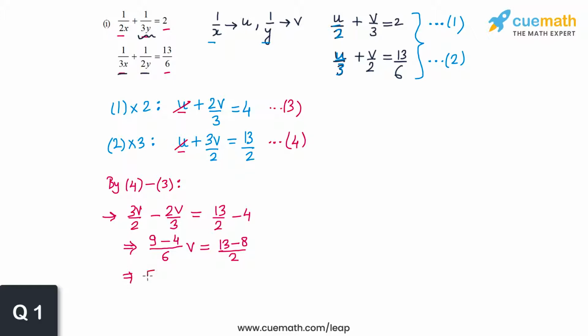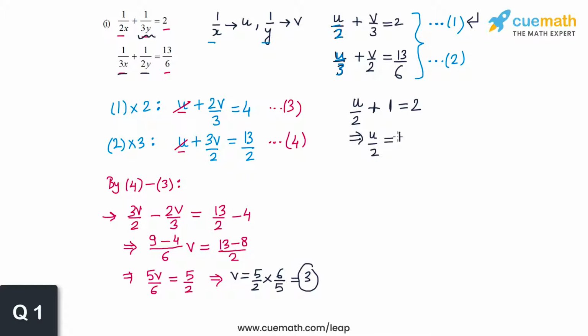So this gives us 5v/6 = 5/2, and from here we get v = 5/2 × 6/5, and this is equal to 3. So v is equal to 3, and now let's substitute this value of v into any of these original equations. So let's substitute this into equation 1. So we will get u/2 + v/3, or 3/3, or 1, is equal to 2, and from here we get u/2 = 1, or u = 2.